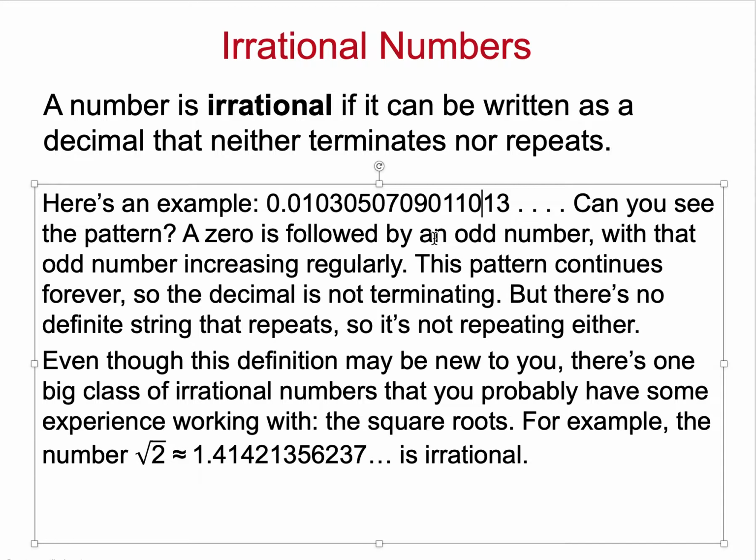This definition may not be new, or it may be something that's a bit further back in your math education journey. There's one big section of irrational numbers, and those are square roots that aren't perfect squares. For example, 2 is not a perfect square, so the square root of 2 is irrational. The same would be true of the square root of 3, square root of 5, square root of 7. All of those numbers that are not perfect squares and give you decimal answers generate an irrational number when you take the square root of them.